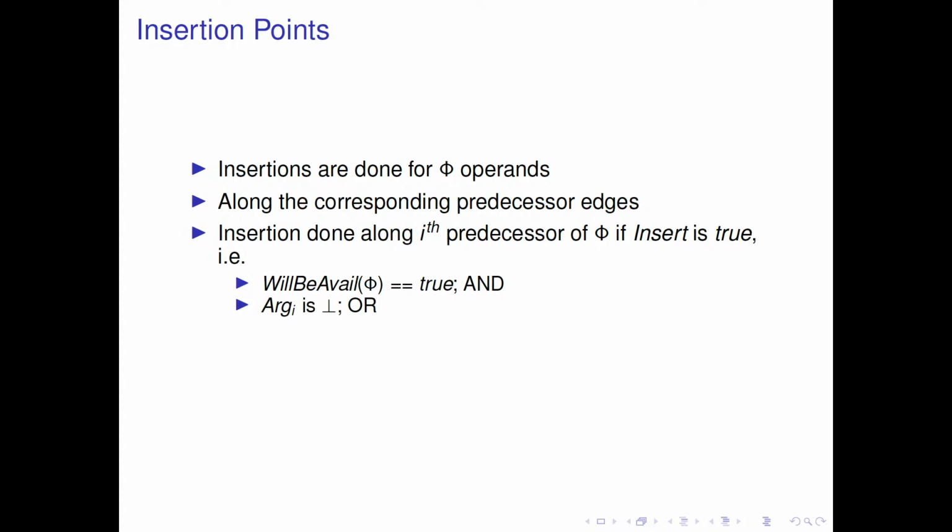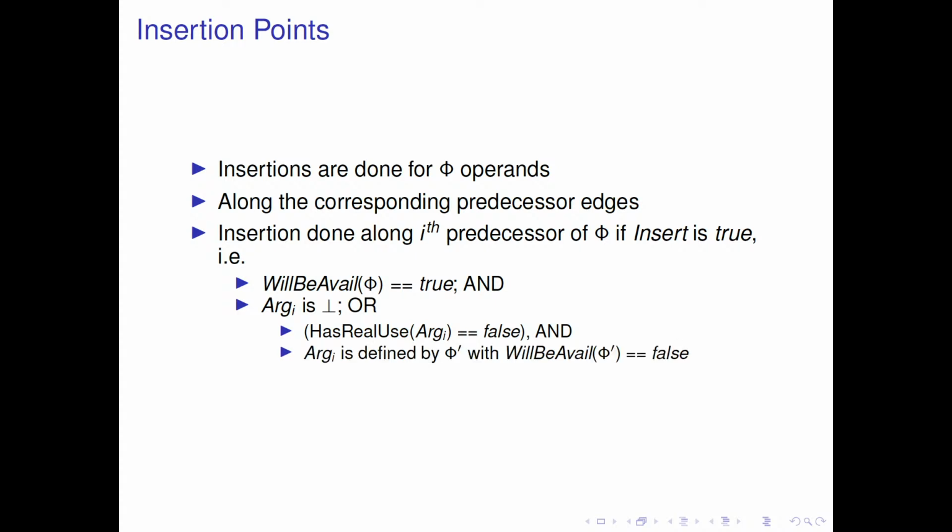Okay, so where do we do it? Slightly above, just before the thing. So all this is doing exactly the same thing. On this path, you can push it without any issue, and it is actually not available. So then you insert it. Okay, so again, all these are just equations. Has real use is false. Insert is defined as phi prime with will be available phi prime is equal to false, and all this. Okay, this gives you the insertion points.